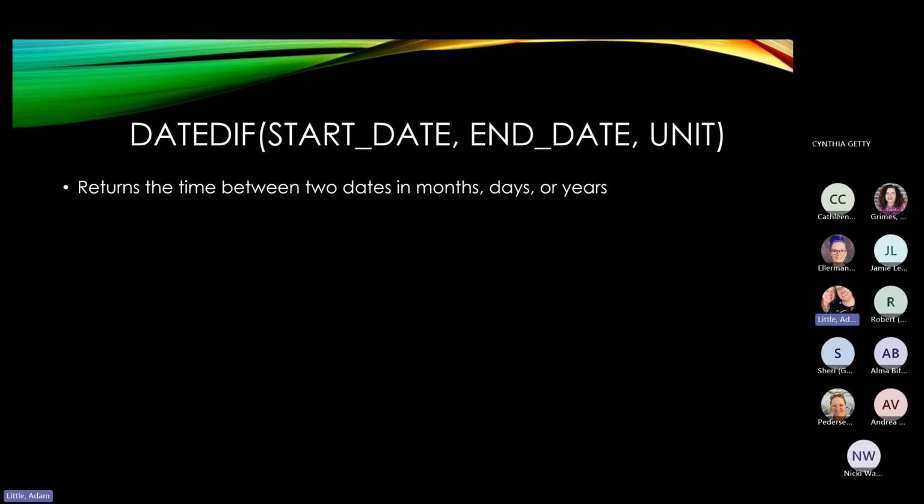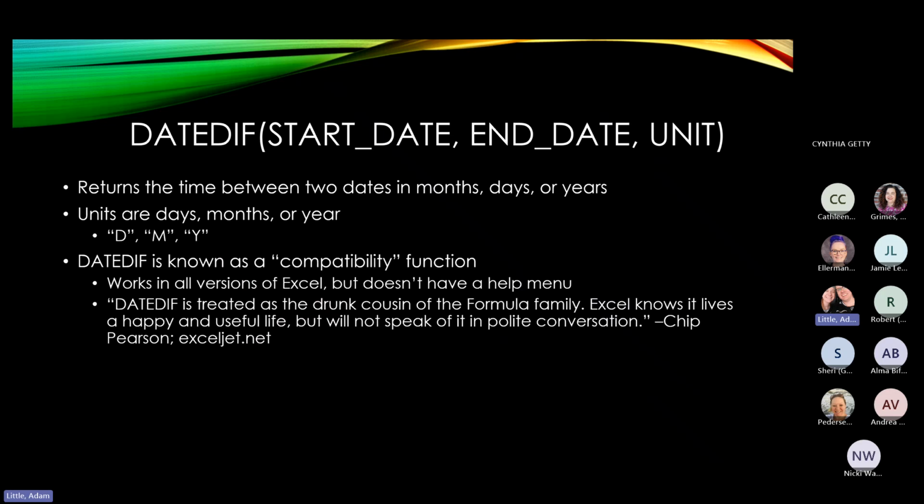What it does is return the time between two dates in months, days, or years. That is what the unit is at the end. You see we have a start date, an end date, and a unit. Those units are entered inside of double quotes: you type D, M, or Y depending on what you want. Now, why is this such a funky little formula, and why does Excel not have a whole lot of prompts? It's because DATEDIF is what is known as a compatibility function.